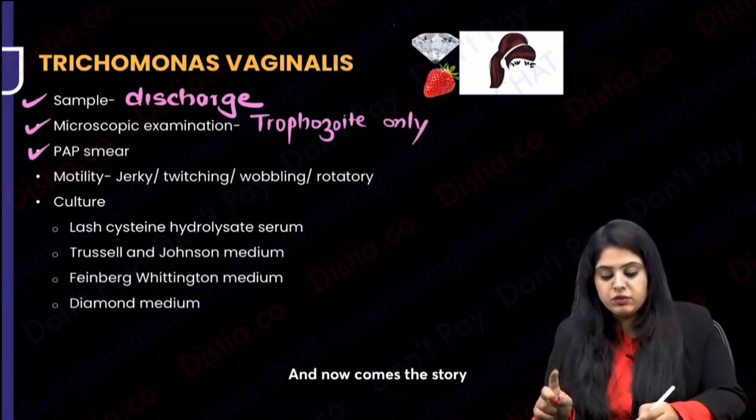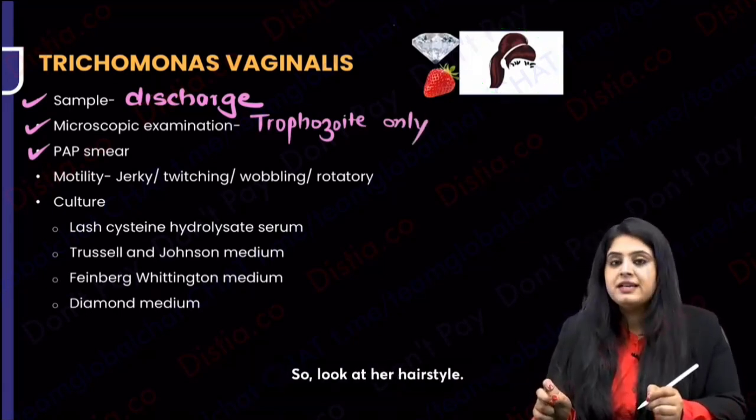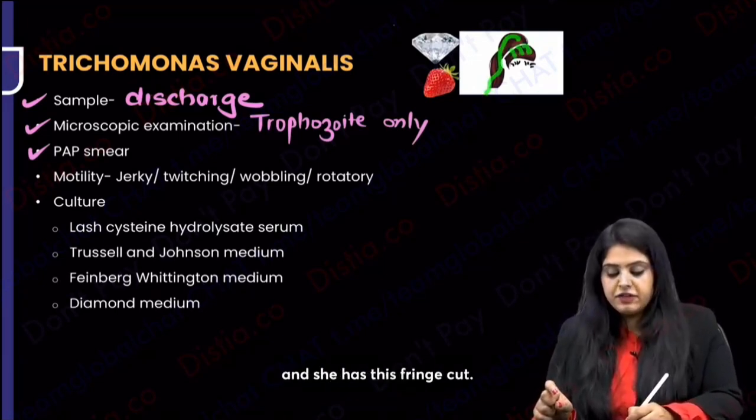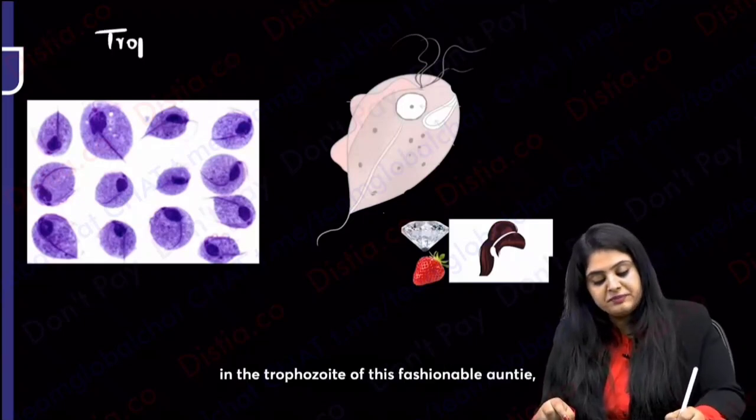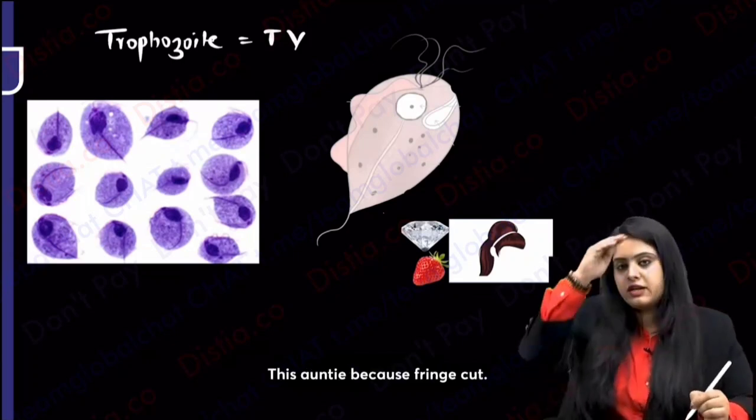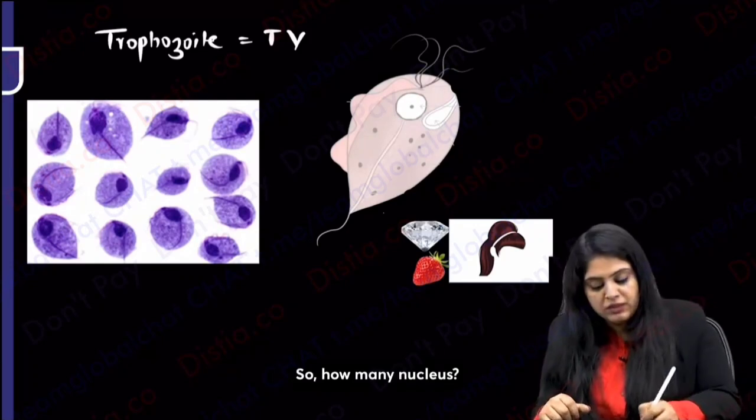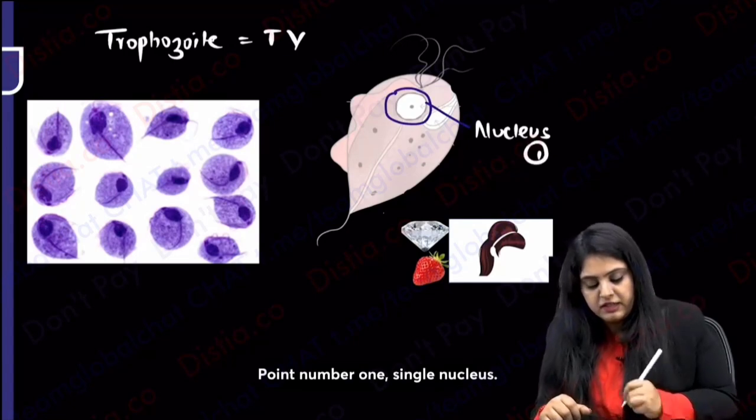And now comes the story of why she is a fashionable auntie. Look at her hairstyle. She has one long ponytail and she has this fringe cut. So that is what I'm going to show you in the trophozoite of this fashionable auntie, that is Trichomonas vaginalis. Because of the fringe cut, the hair is coming up till here, so the eyes will be hidden. So how many nuclei? Only one nucleus. Point number one, single nucleus.